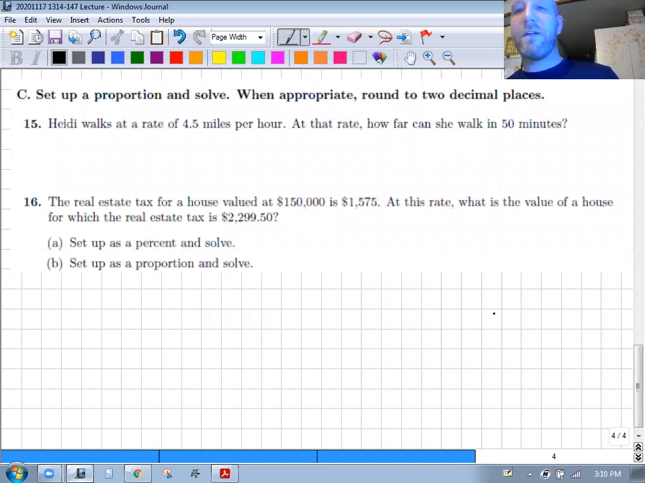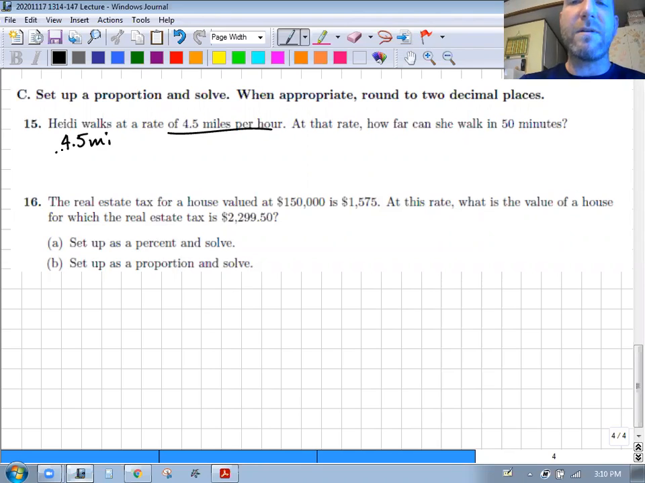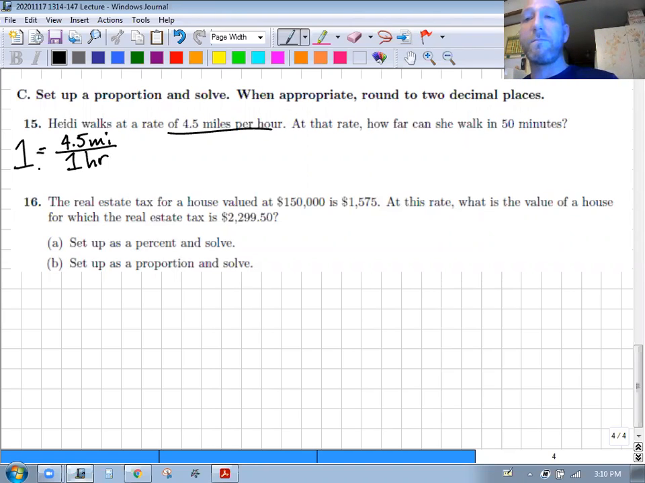Heidi walks at a rate of 4.5 miles per hour. At that rate, how far can she walk in 50 minutes? All right, this is a unit conversion, right? So here, 4.5 miles per hour. So what they're saying here is that's our unit. 4.5 miles is equivalent to 1 hour of time, right?